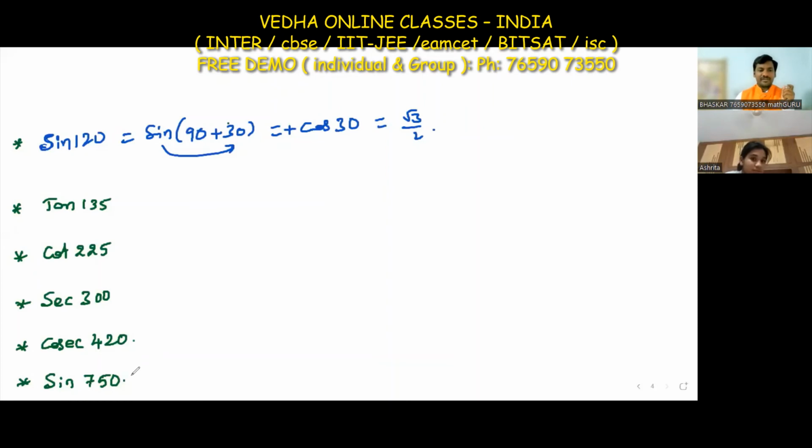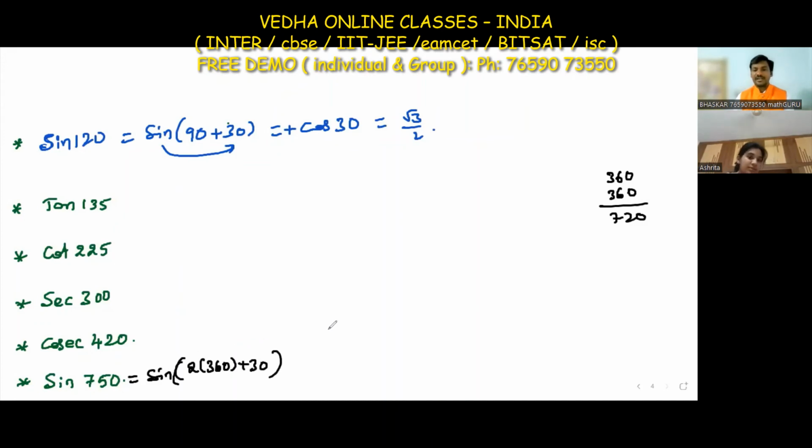Sine 750 degrees. Is it more than 360 or not? Yes, more than 360. 360 plus 360 is 720, and it is more than 720 also. That means we can write it as 2 into 360 plus 30 degrees.